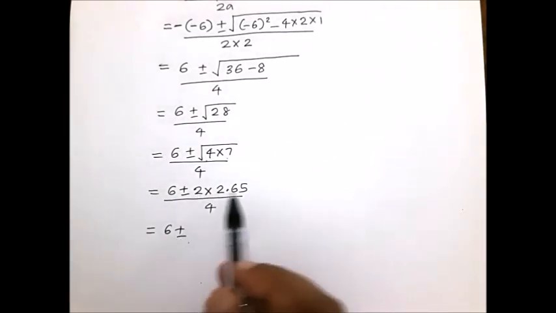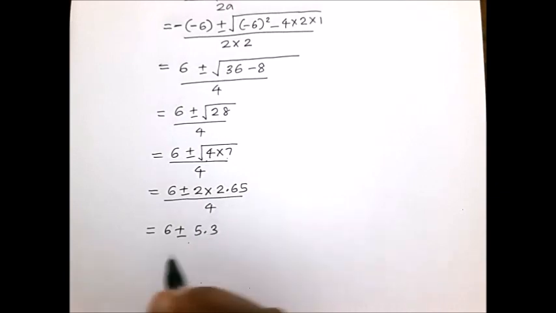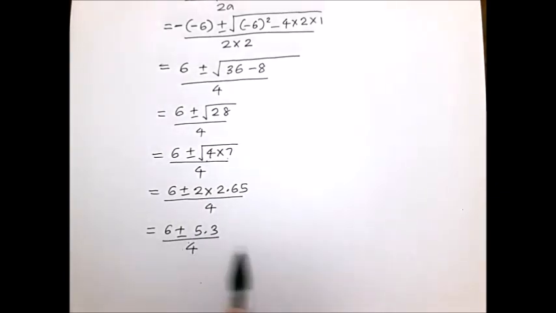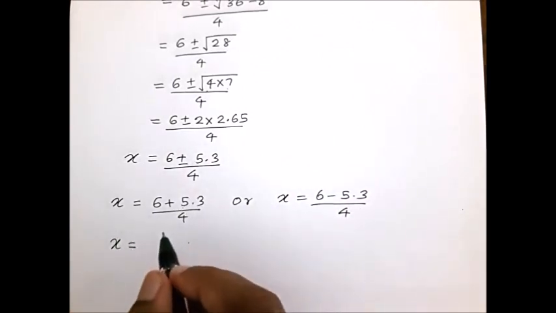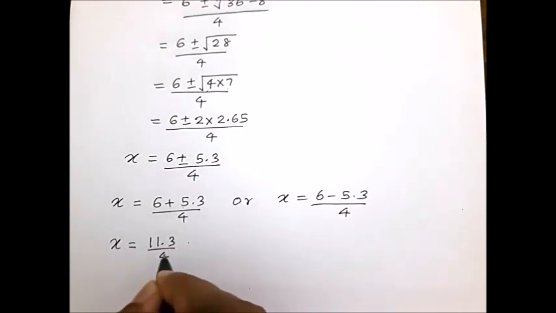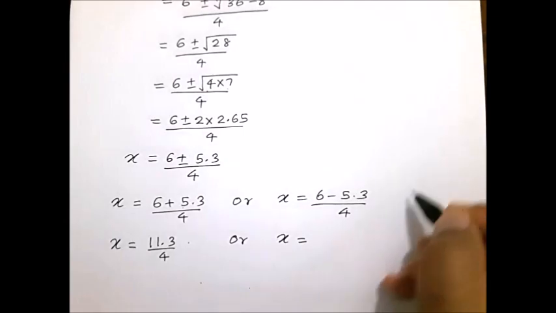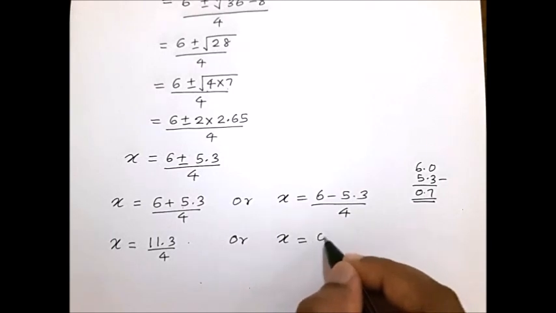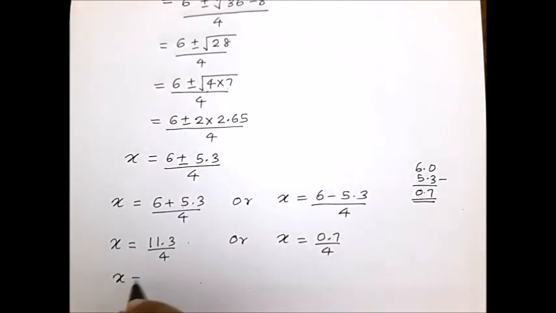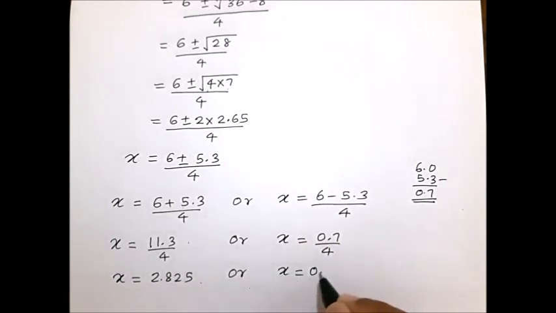6 plus or minus, multiply these two, it equals 5.3. Divide by 4. Now I am going to separate this into two parts, positive 1 and negative 1. Plus 5.3 and here minus 5.3. Now simplify. 6 plus 5.3 is 11.3, divide by 4. 6 minus 5.3 is 0.7, 0.7 divided by 4. The answer is 2.825 or 0.175. This is the answer.